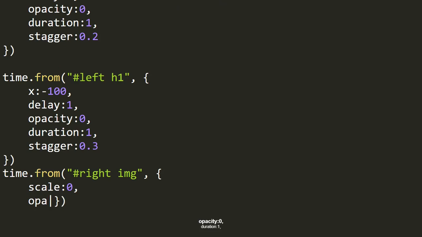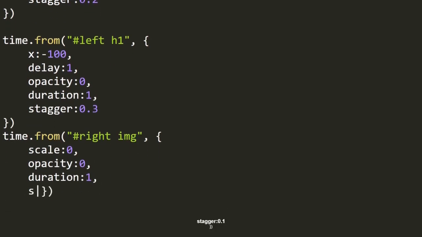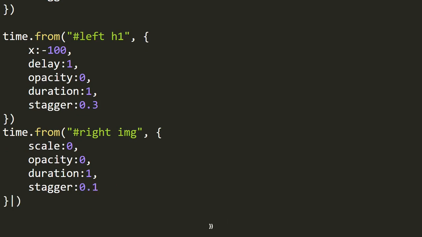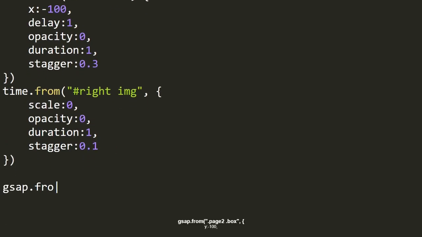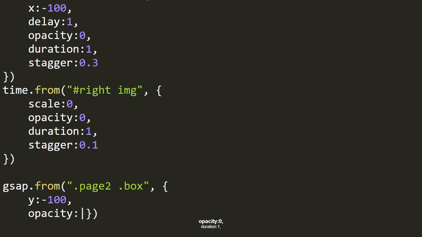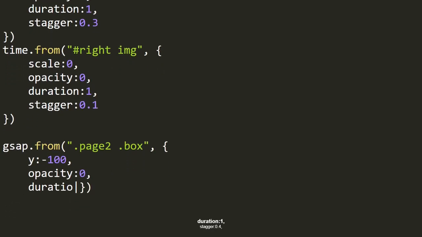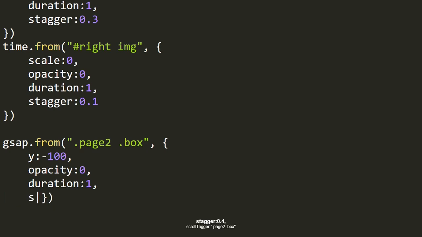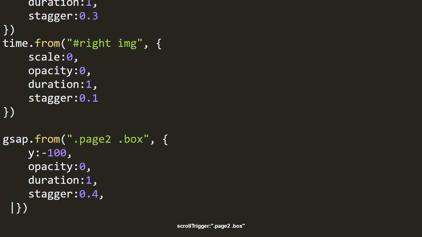Scale 0, opacity 0, duration 1, stagger 0.1. Then gsap.from .page2 .box, y 100, opacity 0, duration 1, stagger 0.4, with scrollTrigger on .page2 .box.